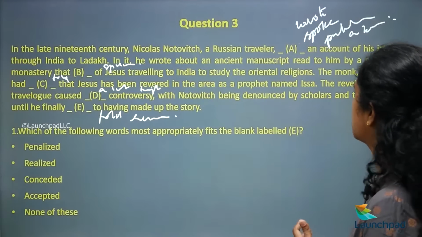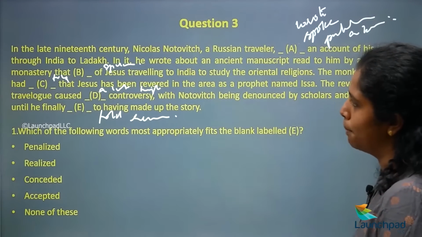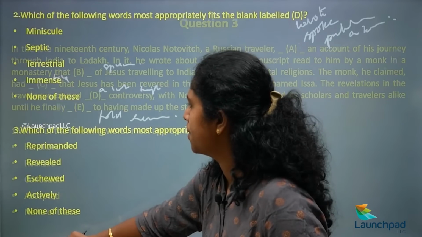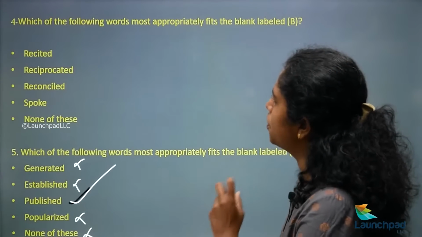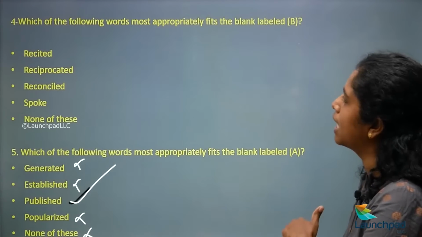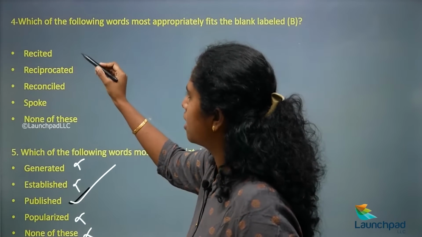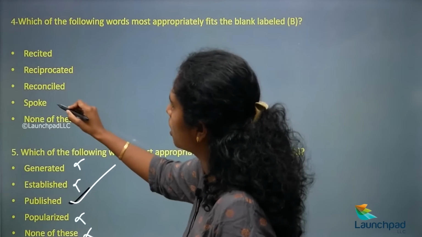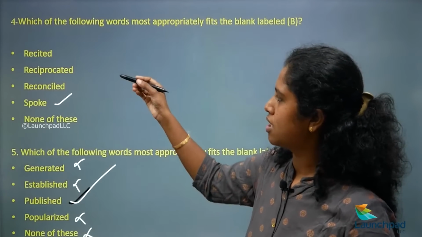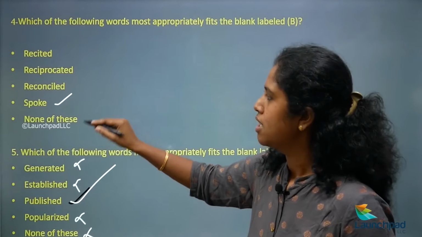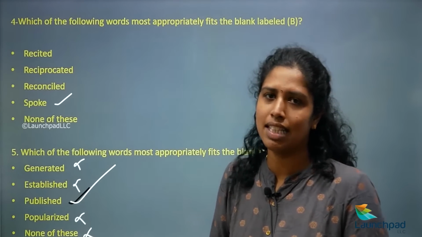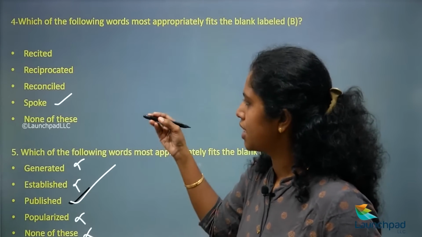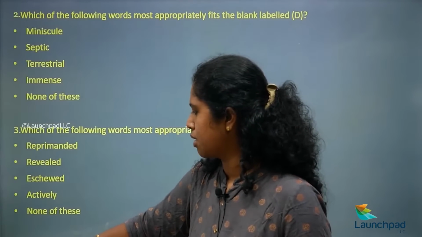In it, he wrote about an ancient manuscript read to him by a monk in a monastery that spoke about Jesus, or spoke of. Let's see something relating to that. Fourth question. Which of the following words most appropriately fits the blank B? Recited, reciprocated, reconciled, spoke, none of these. So it spoke about Jesus. Spoke is your right answer. Recited is to just tell, like a poem reciting, but there you are speaking about him. Reciprocated, reconciled are not the right options.